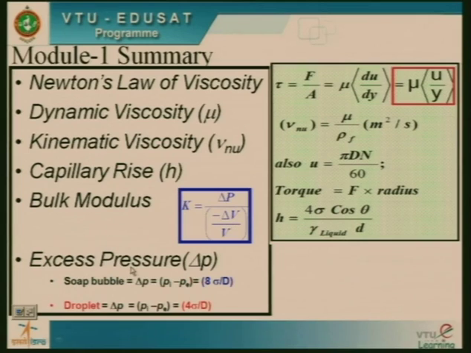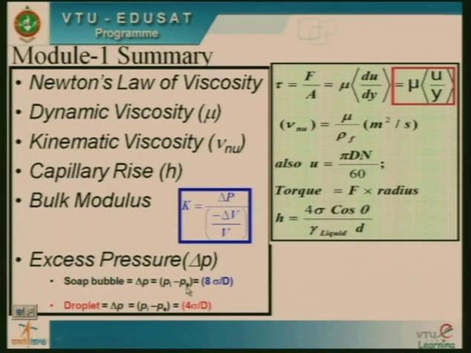The other formula is excess pressure. For the soap bubble, as I mentioned, the change of pressure or excess pressure will be equal to 8 into surface tension divided by the diameter of the bubble, okay. And for the water droplet, it will be 4 into surface tension value divided by D.